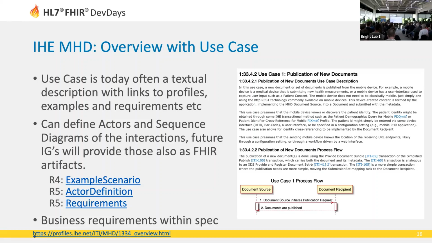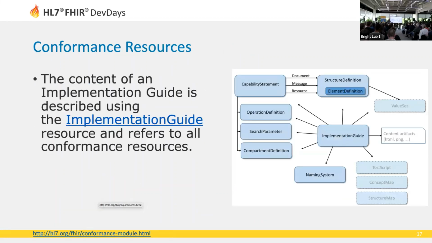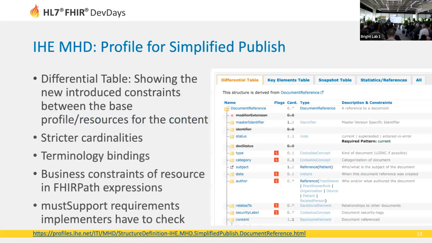You don't find this now in a lot of implementation guides, but this will come within future editions. And then the implementation guide packages together all the different conformance resources. You have an implementation guide resource which refers to all the different implementation guide conformance resources that are profiles, which are represented as structure definitions, and capability statements, which define the dynamic behavior.